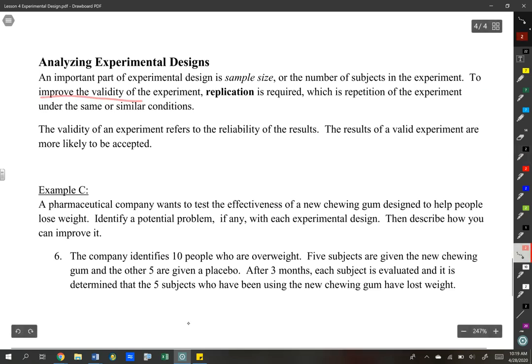To improve the validity of the experiment, replication is required, which is repetition of the experiment under the same or similar conditions. The validity of an experiment refers to the reliability of the results. The results of a valid experiment are more likely to be accepted.